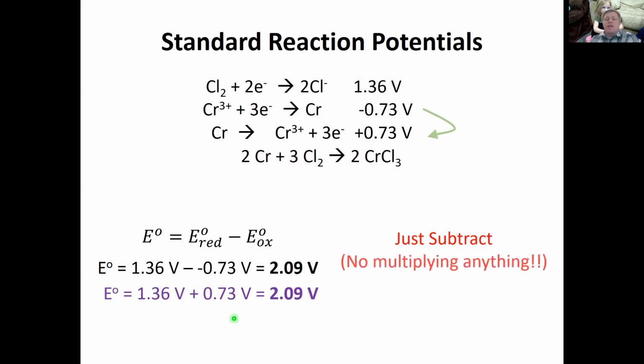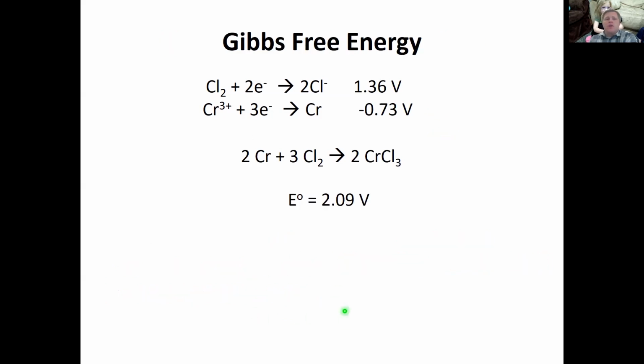Now, if that second method seemed confusing to you, stick with the first. If the first method seemed confusing, but the second made more sense, stick with the second method. Either way, just figure out a way of calculating the standard reaction potential that makes sense to you, and then stick with it. Okay, the next step is after we get this standard reaction potential, we're then going to find the Gibbs free energy of our reaction.